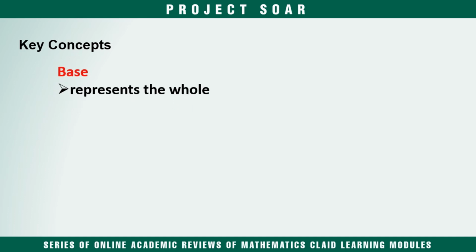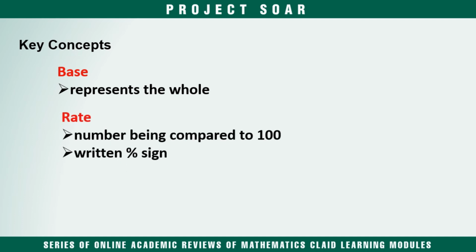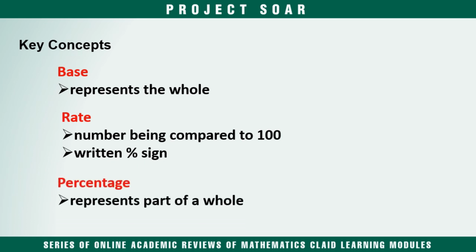Base represents the whole or the total number which you take the percent. It is the original value that is multiplied to the rate in getting the percentage. Rate is the number being compared to 100 and written or followed by a percent sign. It is the measure of a part of a whole or set relative to the units that the whole or set has been divided into. Percentage represents part of a whole or set that has been divided into 100. It is the resulting fractional part of the base.